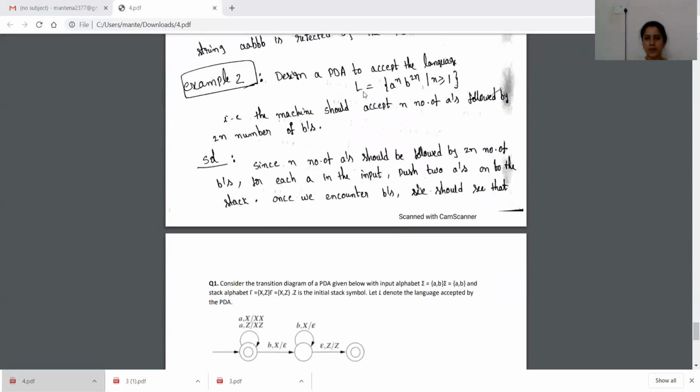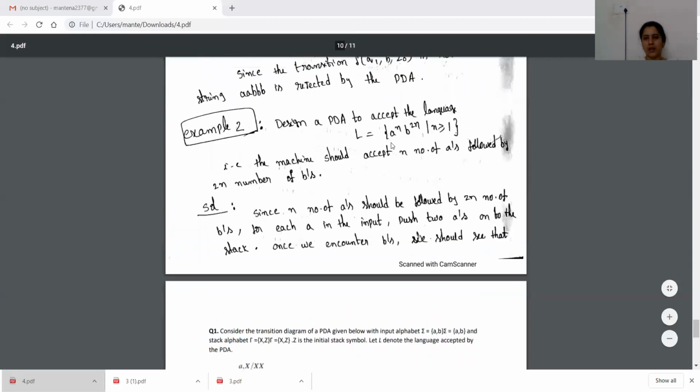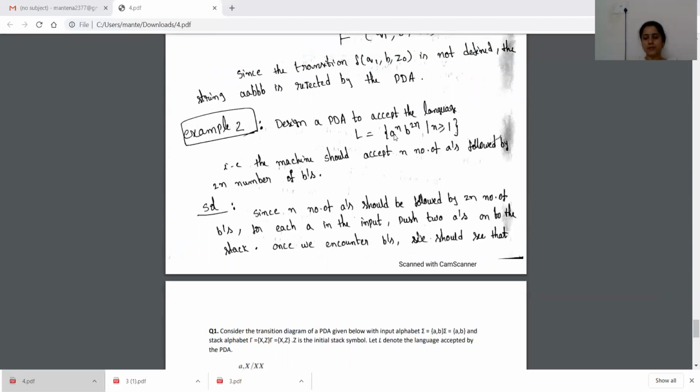And the next example is a language that contains a power n, b power 2n. So the number of A's is followed by double the number of B's. The logic we can use here is: for each A, push 2 A's into the stack. Then for each B, pop 1 A from the stack, so that the number of A's and B's will be balanced. Use that logic to design the pushdown automaton for this language.